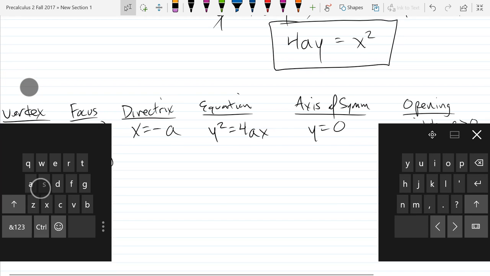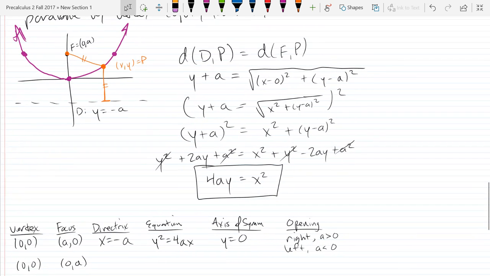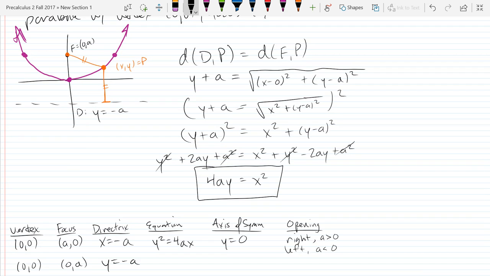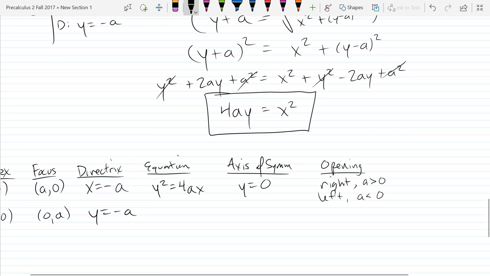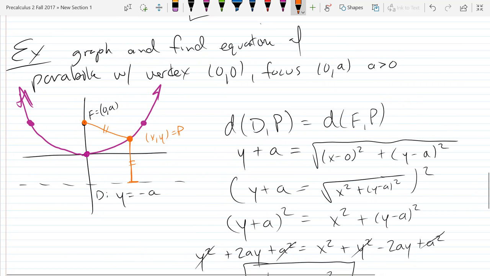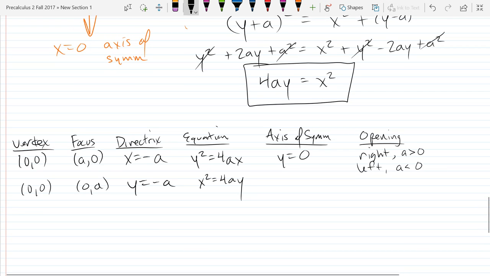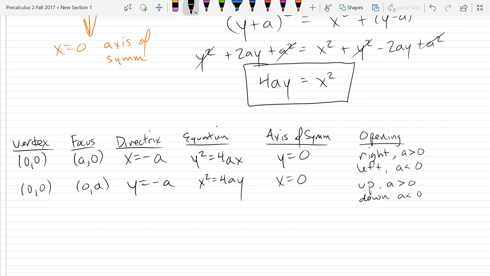So our second row of this table, this is going to be the second example that we looked at, this one right here. So we're just going to fill in all the information. Directrix is now y equals negative a. The equation was, I'm going to write it as x squared equals 4ay. Axis of symmetry, what is the axis of symmetry on this parabola? So we have vertical line x equals 0. And it's going to open up if a is greater than 0, and down if a is less than 0.